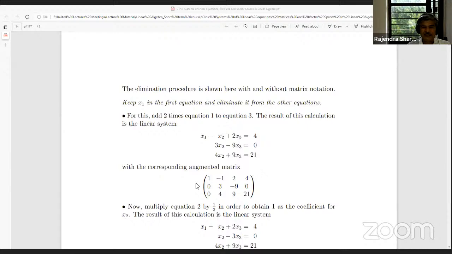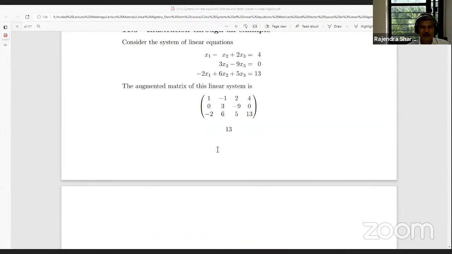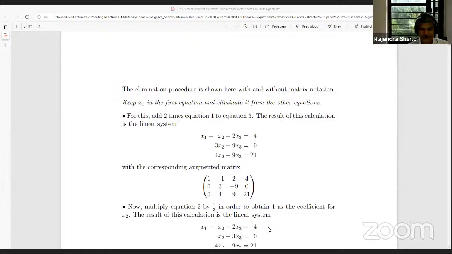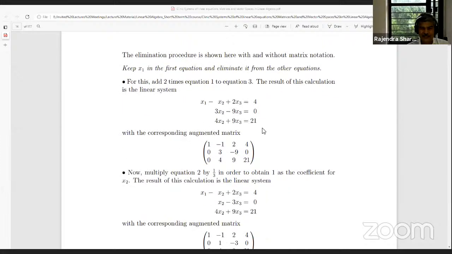Nothing is to be done with equation 2, so it remains as 3x2 minus 9x3 is 0. The third equation has become 4x2 plus 9x3 is equal to 21, because that's what we have done: add 2 times equation 1 to equation 3. So equation 3 has changed.